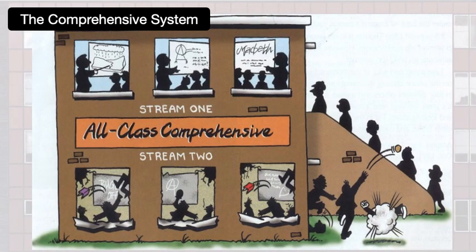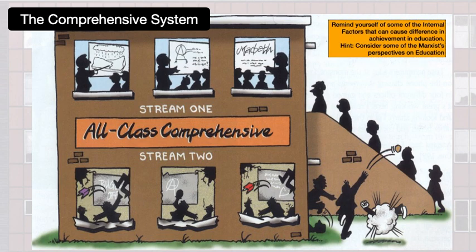So as we've seen before, streaming has that negative impact. Remind yourself of some of those internal factors again that can cause a difference in achievement in education. And again, think about Marx's perspective on education and what he believes it is actually there to do, part of that ideological state apparatus.